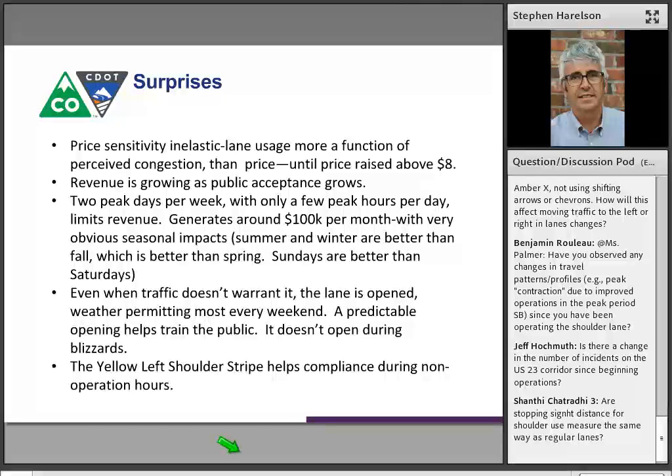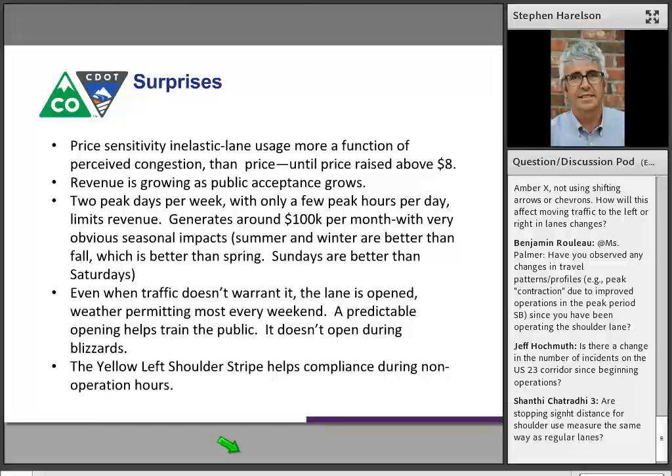Surprises that we've seen since we built it: the price sensitivity is very inelastic. It's more of a perception. If people perceive that there's congestion, they will get in it. The use between $4 and $6 is almost identical, given the same congestion. But once we raise it above $8, nobody will use it regardless of the perceived congestion. Our revenue has grown and our use has grown about 50% since that first year, which was 3 years ago.